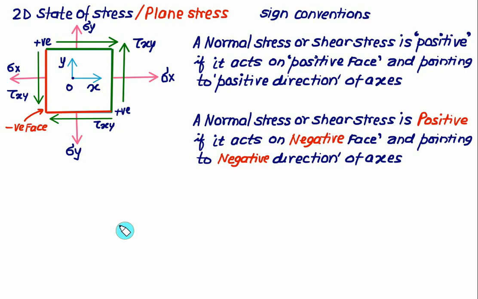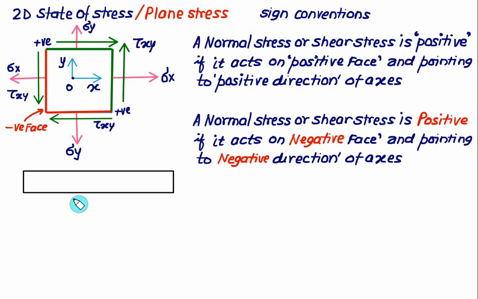The given state of stress is in the xy axes, and that is called plane stress. If this element is rotated about the z axis, which is perpendicular to the plane, in that case the value of sigma x, the value of sigma y and the value of tau xy will change.